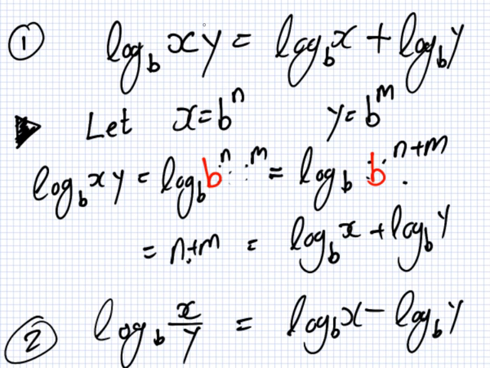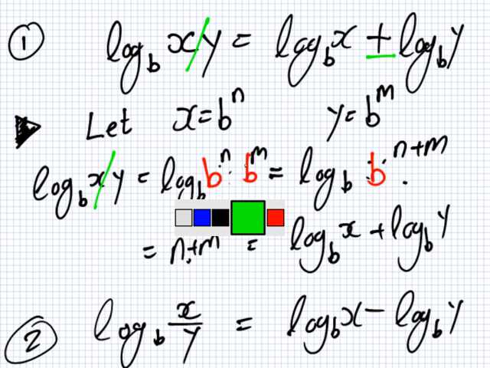So if I have log_b of x divided by y, I want to show that it's a minus. I do the same thing. Log of x divided by y, that's, sorry, there's another b here. That's log_b of b^n divided by b^m. But when you divide, what do you do to the powers? You minus them. So here is a minus and here is a minus. So the proof is almost the same. It's not even worth rewriting. Okay, so that's the second rule.